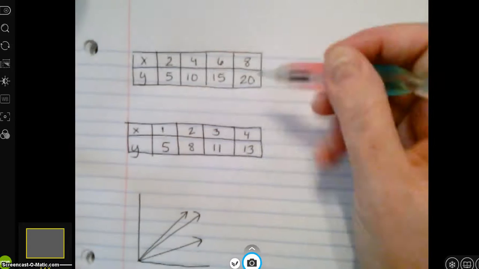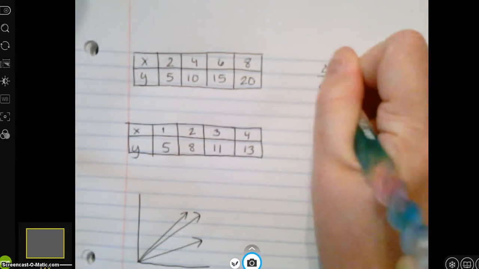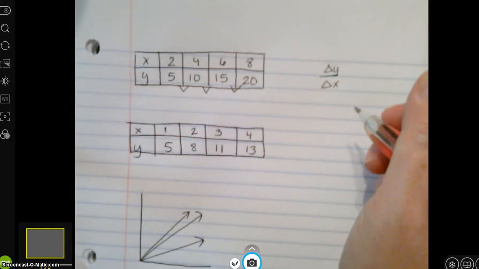So whenever we're doing this, we always start with a constant rate of change, which is delta y over delta x. Change in y over change in x. So just a reminder, y is down. And you may want to pause this video to write this table. Go on and pause it so you can write this so I don't get too much in front of you.